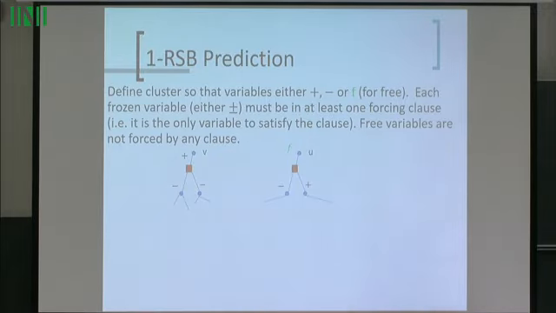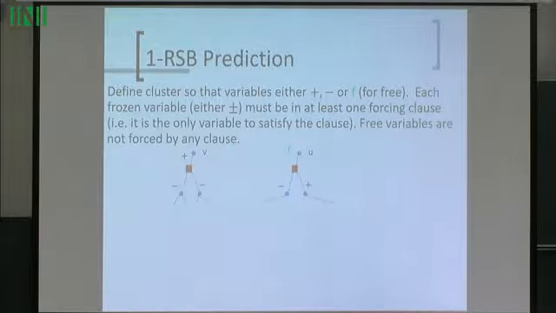Or another way of saying that: for each of the variables, a cluster will be defined so that they have 3 possible states. Either they're a plus or a minus, or they're a free variable. The way you should think about this is that within a cluster of solutions, the variables labeled plus are always plus, the variables labeled minus are always minus, and the variables labeled free can be both with some probability. We're not going to think about what the probability is, just that it's somewhere between 0 and 1.